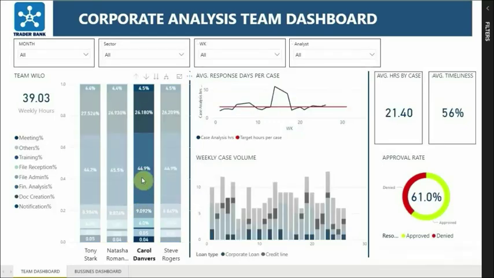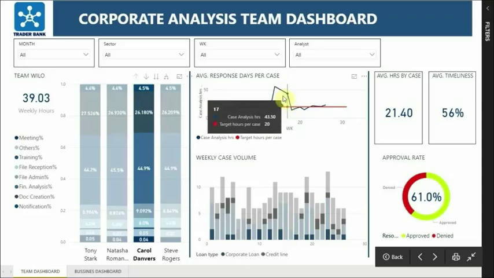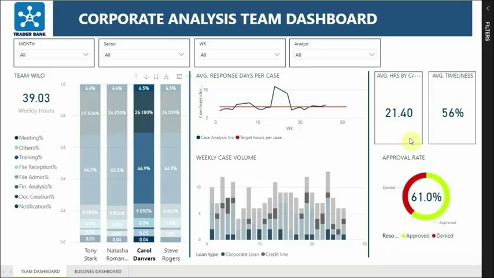And the same way that we are looking at this as a whole team, we can also choose any of the analysts, for example, Carol Danvers here, and determine how is she doing in terms of hours worked per week, in terms of her timeliness. We can see that she had a stage here in which she was delivering cases in more time than expected. So we can actually easily identify that and take a look at what the reason was behind it. We see that she's taking about 21 hours to deliver a single case, and her timeliness is 56%, which is actually below the team's average. So it might have something to do with this peak that we are seeing here.